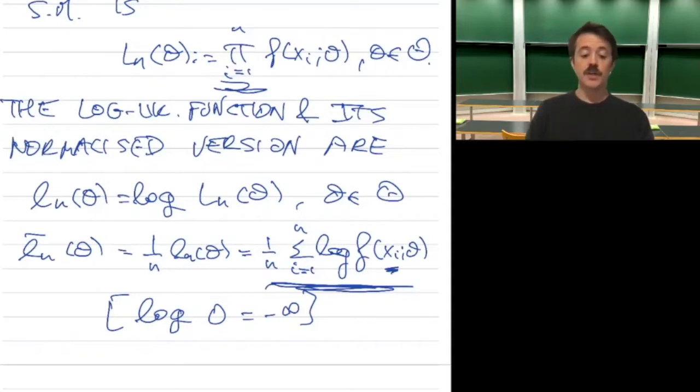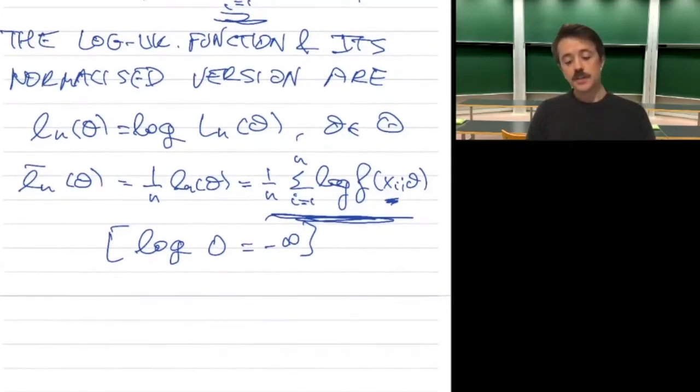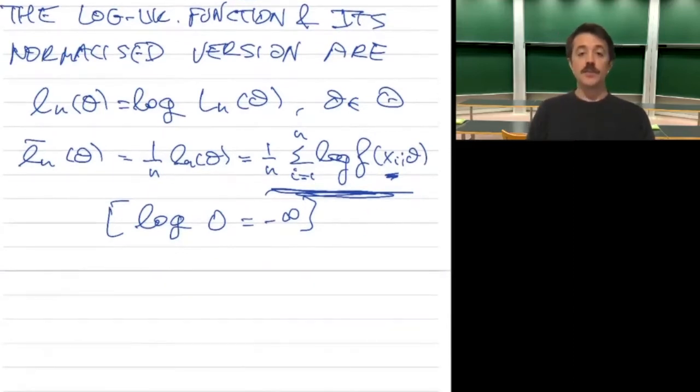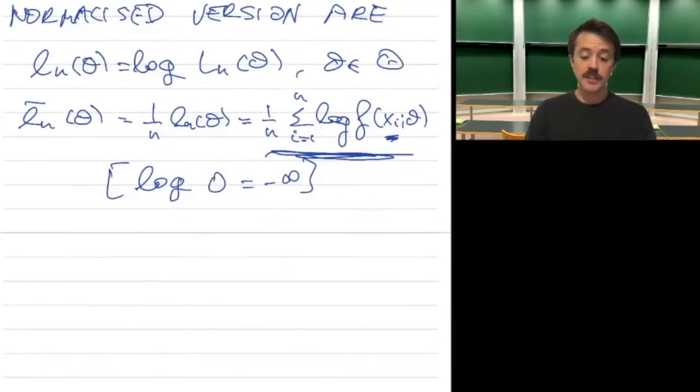We won't talk about it yet, but that's a key idea that will allow us to prove guarantees here. Okay, so now that we have this function, we can define the maximum likelihood estimator properly.